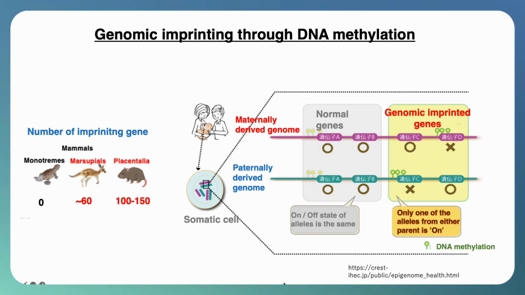Therefore, in marsupials and placental mammals, even if a 2N egg is formed by fusion of an egg and polar body, where both genomes are maternal, it results in the absence of paternally expressed genes. This causes embryonic development to stop early in pregnancy.